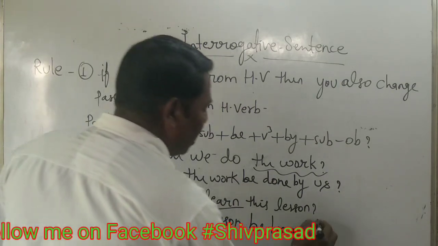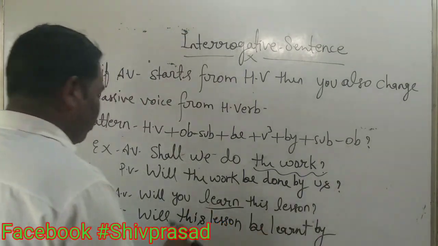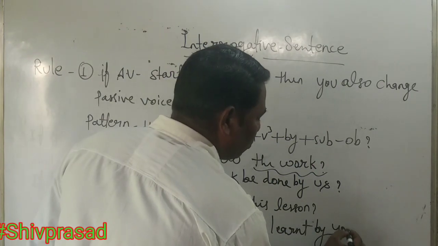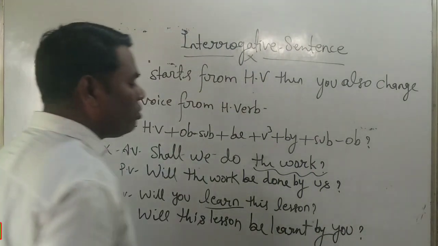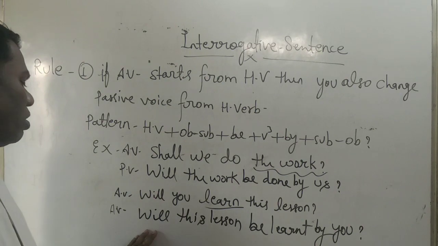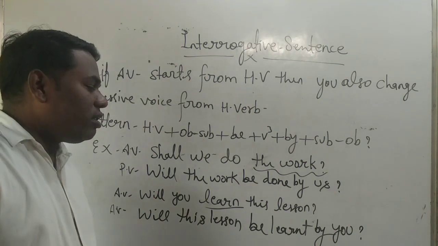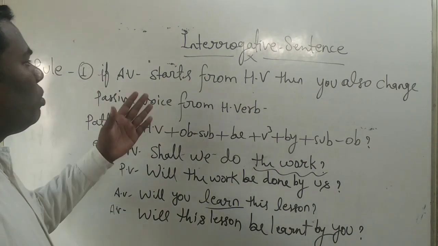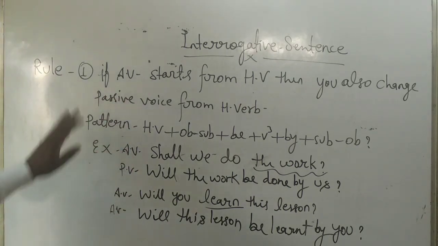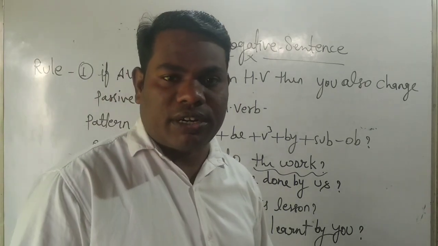And then by, and then subject to object. You will be changed into you, and in the end use a question mark. Now, will this lesson be learnt by you? You have changed passive voice interrogative first rule. I hope you are understanding better.